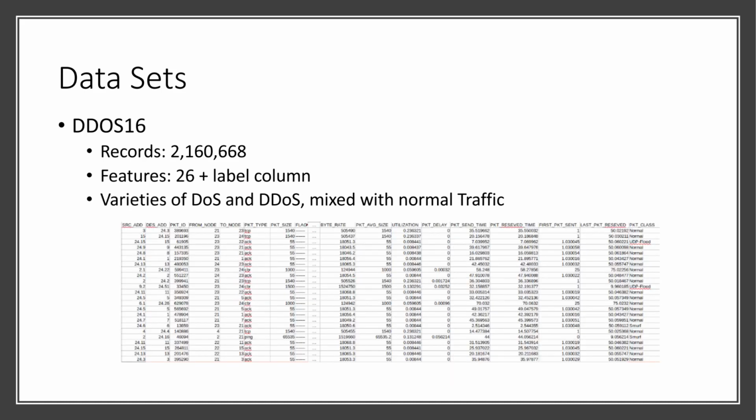The third and final dataset we're going to cover is the DDoS16 dataset. This dataset contains over 2 million records and 78 features, including the label column. We decided to work with the DDoS16 dataset because DoS and DDoS are the most troublesome network attacks for IDS, so we wanted to test our algorithm with a dataset that only includes DDoS attacks and benign traffic. This dataset only includes varieties of DoS and DDoS attacks mixed in with normal traffic. And here are some samples of features that will be trained and tested.